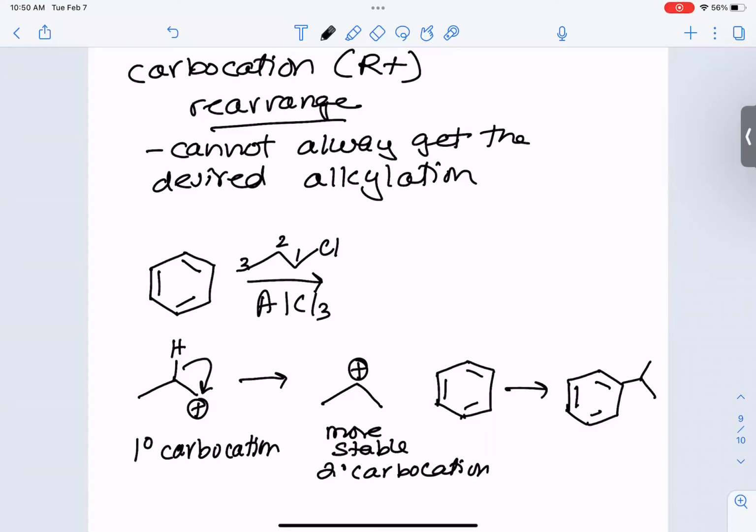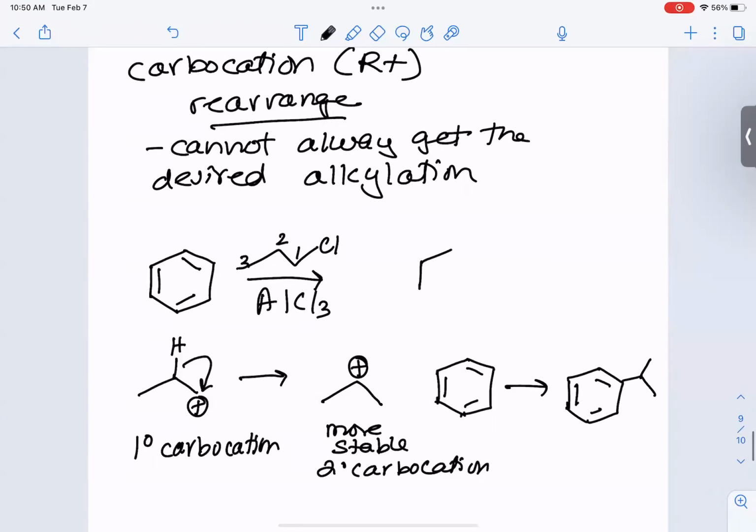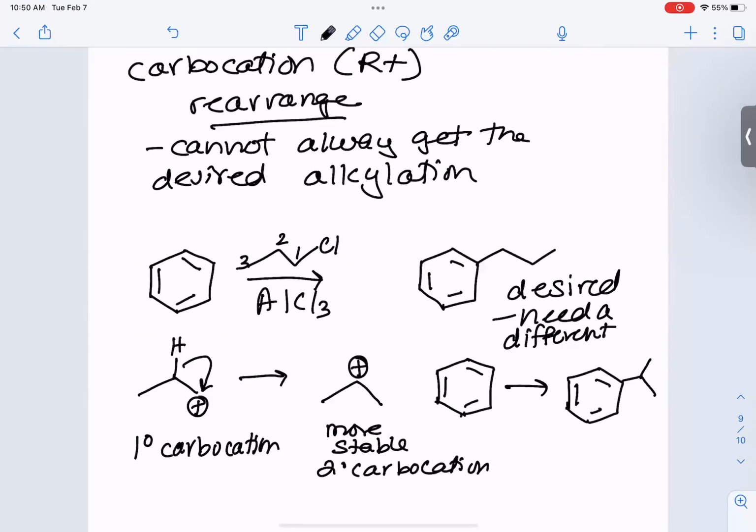Okay. So we're going to have to come up with strategies, right, to mitigate this. If this is the desired product, we need a different strategy. Okay.